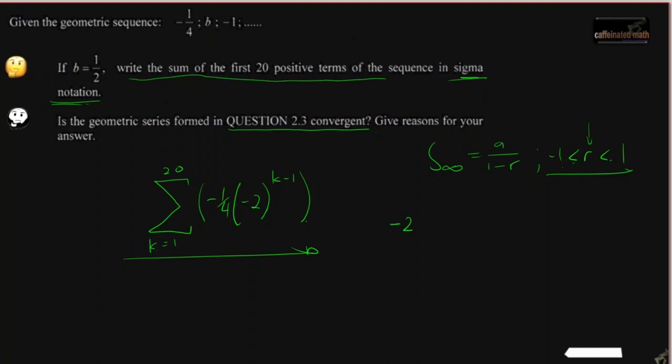And -2 is less than -1. Yeah? So no, our geometric series is not convergent for this reason.